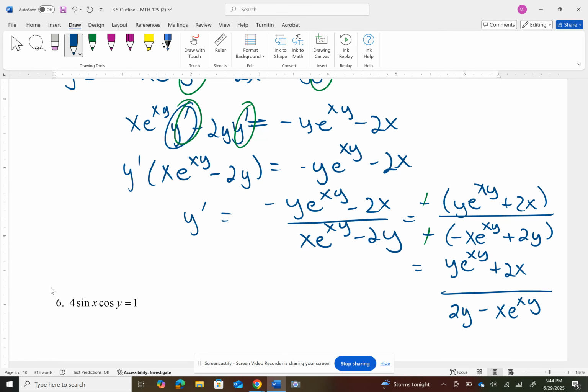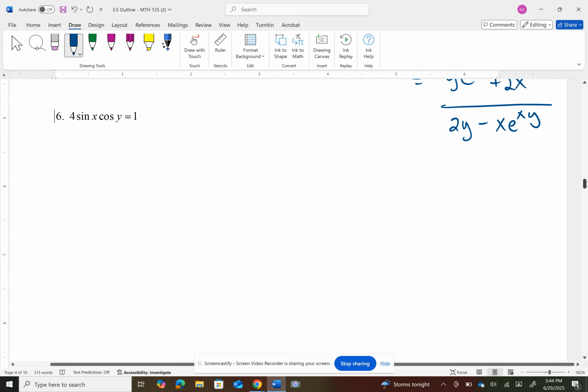All right, I think I got time to do number 6, and then I'll do a new video for the last two. All right, so here we're trying to do implicit differentiation again. So for this one, it's going to be a product rule problem. So think about where the multiplication is. That helps a lot.